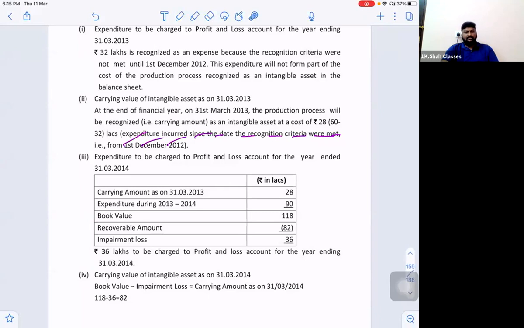Yes, Naman. Yeah, sir, I have a doubt: in case the cash inflows increase in the next year, like from 82 to 100 lakhs, we will be debiting the asset account and crediting the P&L account. Correct. Reverse impairment. That is allowed. You can do that. Thanks, sir.